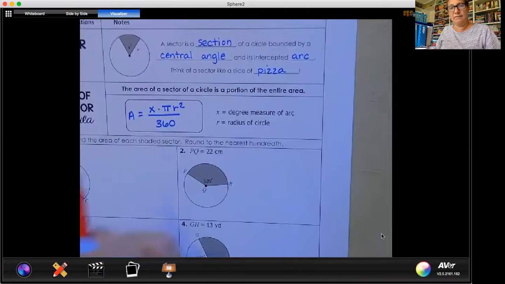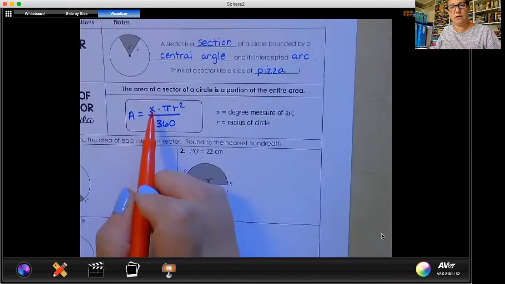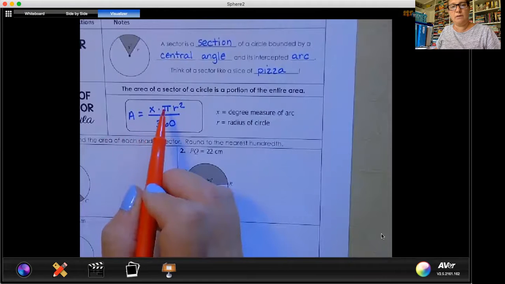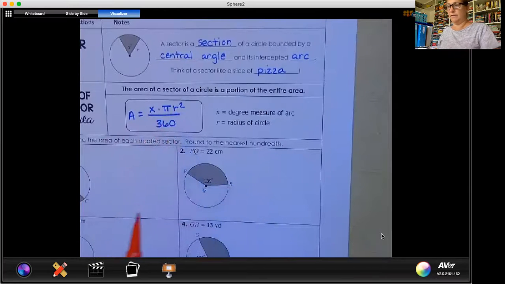So to find the area of a sector, you take the degree measure of the arc times pi r squared, where r is the radius, and then divide it by 360.